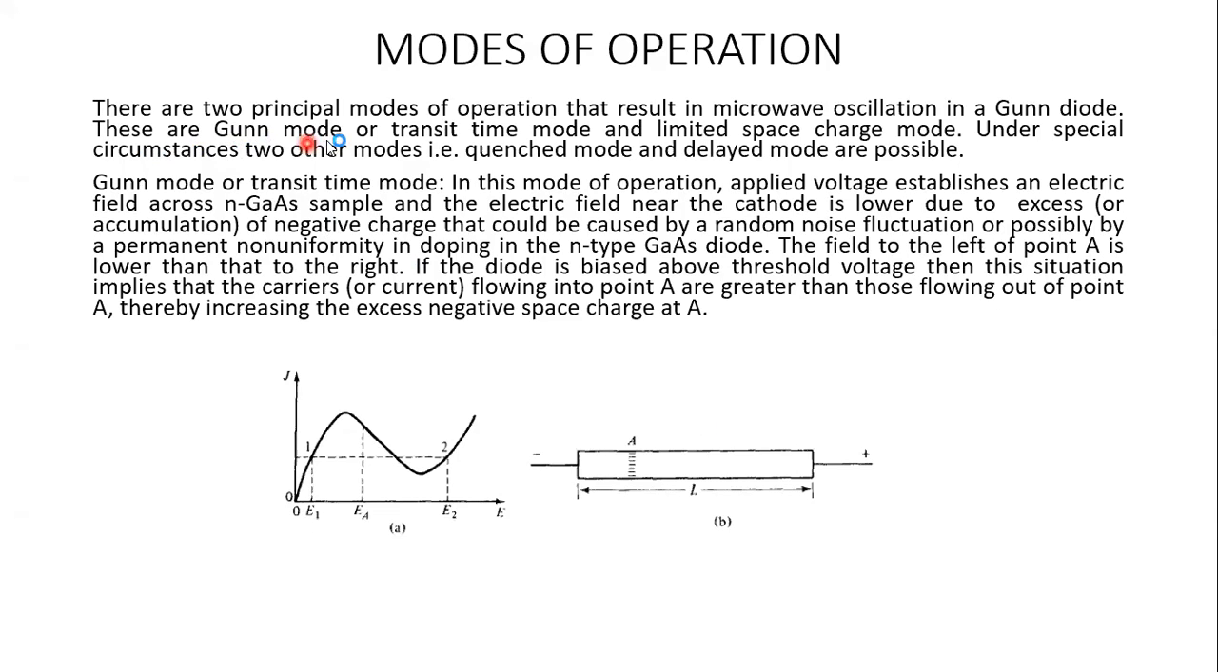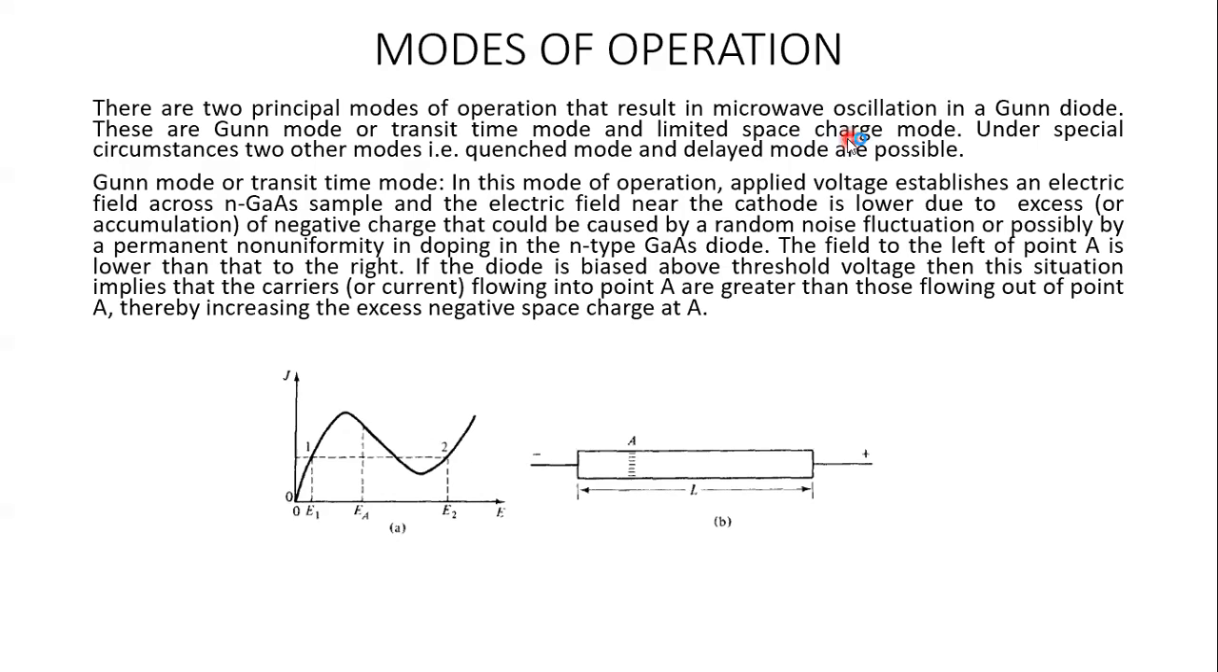So one is called GUNN mode or transit time mode. Now, the name is what? Transit time mode. That is directly related with the behavior of this gallium arsenide material here. And the second mode is what? Limited space charge mode, limited space accumulation. So that is called LSA mode.